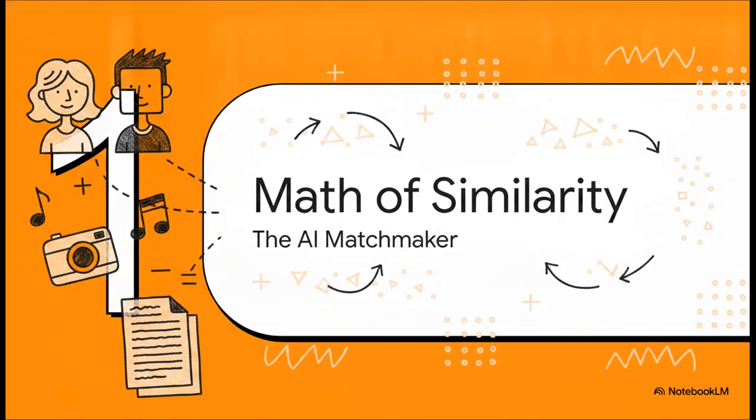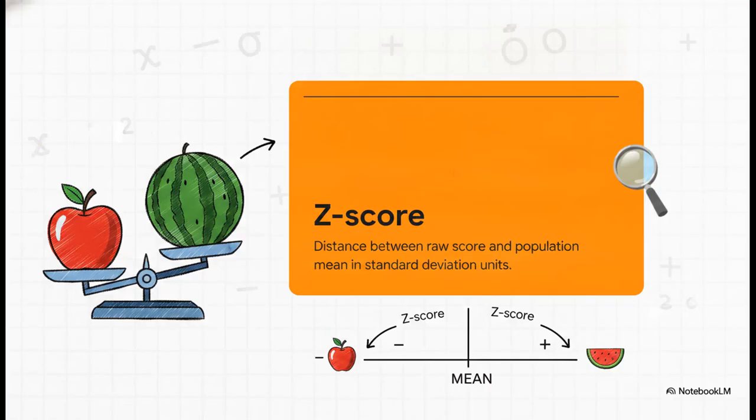Section 1, the math of similarity, or as I like to think of it, the AI matchmaker. How exactly does an AI mathematically decide two totally distinct things are alike? Okay, to build a solid foundation here, our source shows that before a computer can compare things, it has to level the playing field, right? Imagine trying to compare the weight of a tiny apple to the weight of a massive watermelon. They're on entirely different scales.